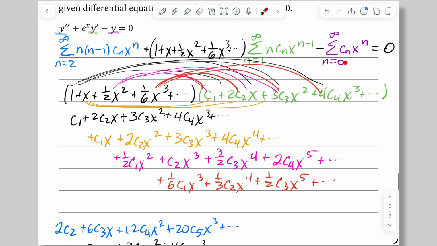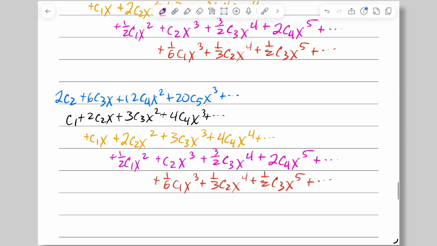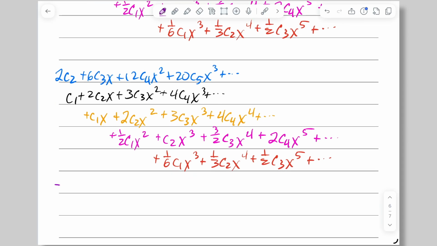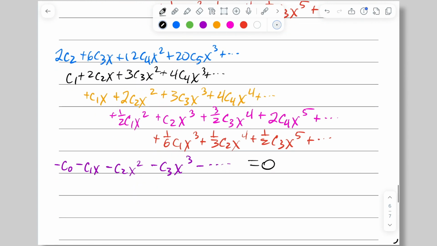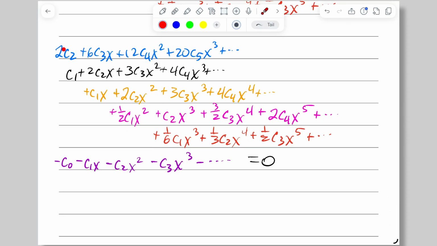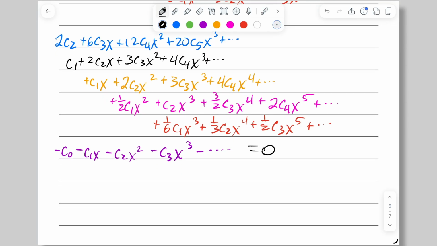Now we still have our minus y. So underneath all that, and again lining things up, we have negative c0 minus c1x minus c2x squared minus c3x cubed, and so on. And all of that, folks, remember, equals 0 because it was a differential equation with 0 on the right-hand side. And as before, all the constant terms add up to 0. All the coefficients of x add up to 0. All the coefficients of x squared add up to 0, and you can see that we have all of them that there are. We've been pretty good about catching all of them here.